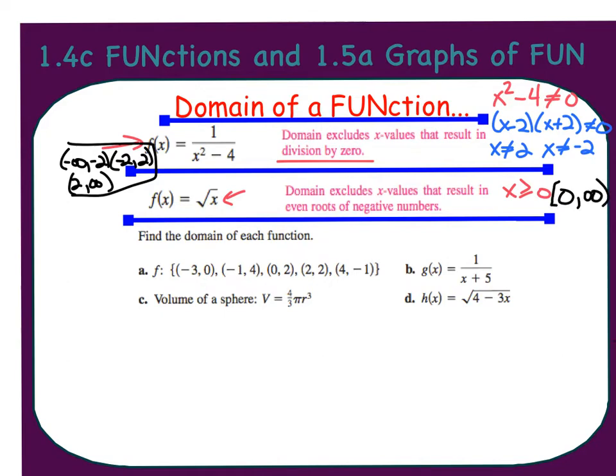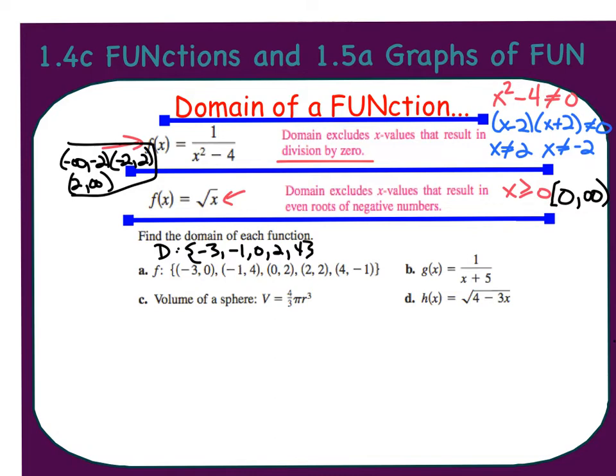On A, I have a bunch of ordered pairs, and I need to figure out the domain of that. Domain mostly works with my what values? My x values. So my domain of this function would just be the x values of those ordered pairs: negative 3, negative 1, 0, 2, and 4. It's just those specified x values when they have a list of ordered pairs. If I were to ask for the range of ordered pairs, it'd just be a list of the y values.